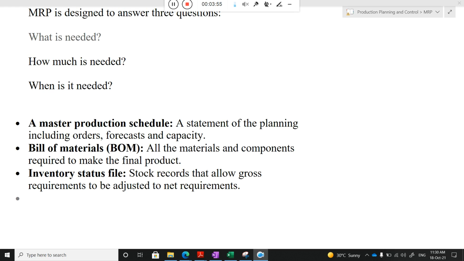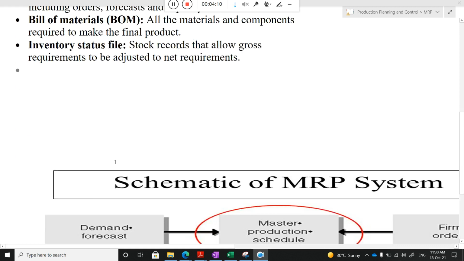The next thing is the inventory status file, meaning what inventory is available in your plant. Every industry knows what amount of material is available in its plant, and according to that you need to manage everything and make the MRP.